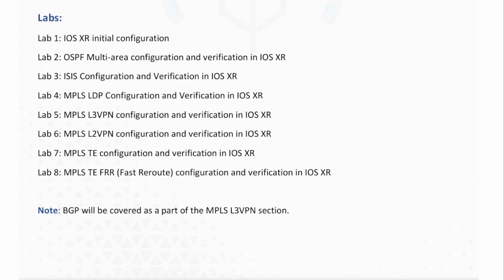In lab 4, we will see MPLS LDP configuration and verification. Lab 5 will cover MPLS L3 VPN configuration and verification. Lab 6 will focus on MPLS L2 VPN configuration that includes virtual private wire service as well as virtual private LAN service in IOS XR.